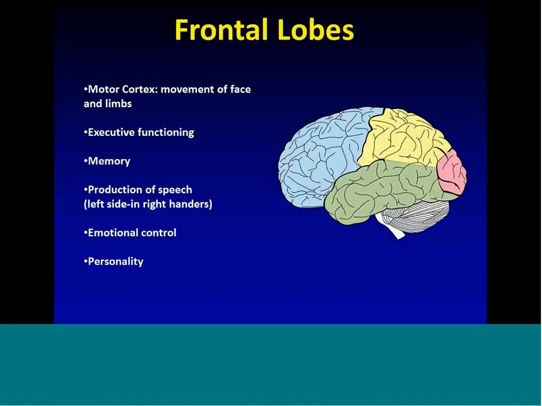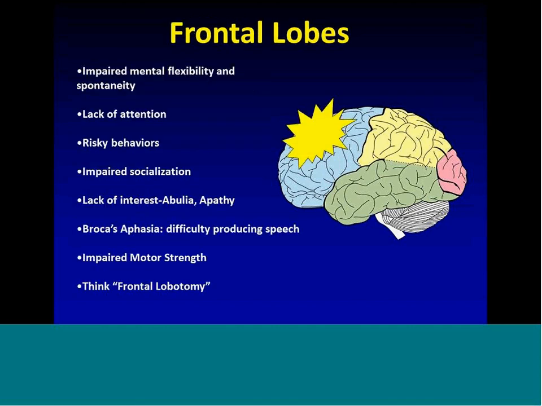Okay? The frontal lobe is involved with motor cortex, movement of the facial limbs, executive functioning, memory, production of speech, and emotional control and personality. If you imagine you have a lesion there, it's going to affect all these things. So let me just show you the things that you do.